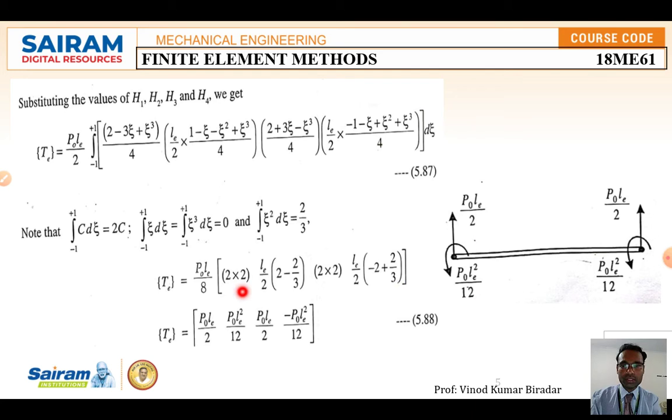After simplification, you are going to get T equal to P naught Le by 2 and P naught Le square by 12. So P naught Le by 2 minus P naught Le square by 12.